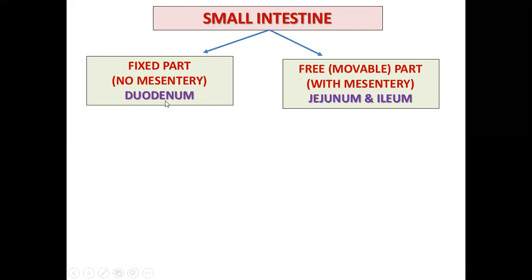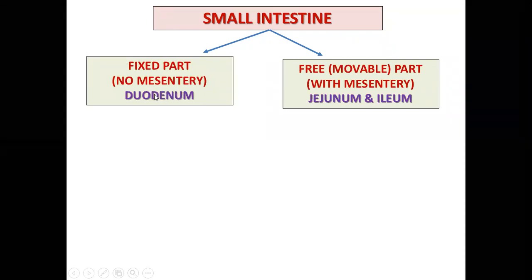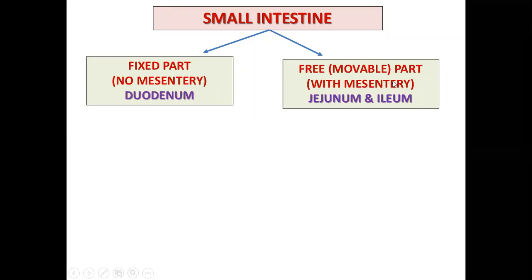If you see the duodenum, it is fixed to the posterior abdominal wall. So it doesn't have a mesentery. So it is called retroperitoneal. Whenever there is no mesentery and it is fixed to the posterior abdominal wall, then it is called retroperitoneal. So most of the duodenum is retroperitoneal.